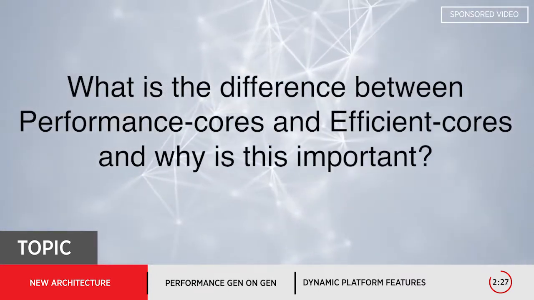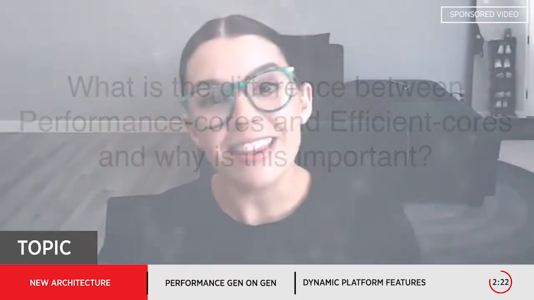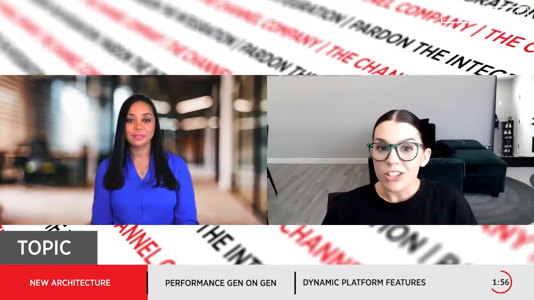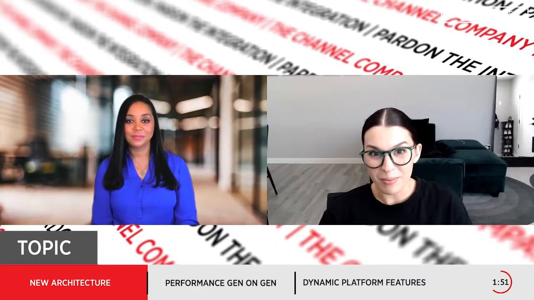What is the difference between performance cores and efficient cores, and why is this important? Yeah, so within this performance hybrid architecture, there's 2 core microarchitectures integrated into one die. So what does this mean exactly? We have 2 types of cores. We have the P cores, also called performance cores, which are optimized for handling single and lightly threaded workloads. Then we have our efficient cores, also called E cores, that are optimized for handling and scaling highly threaded workloads. On some SKUs, we've doubled the E cores, so we'll also see an increase in performance.